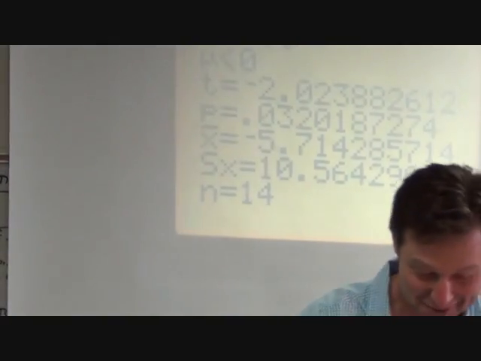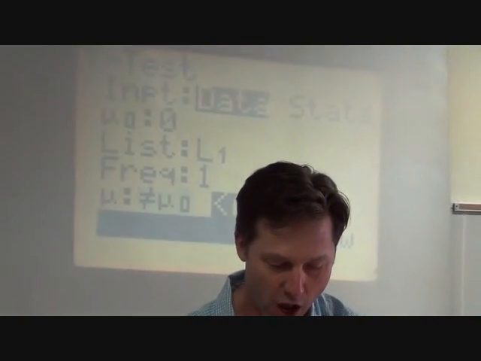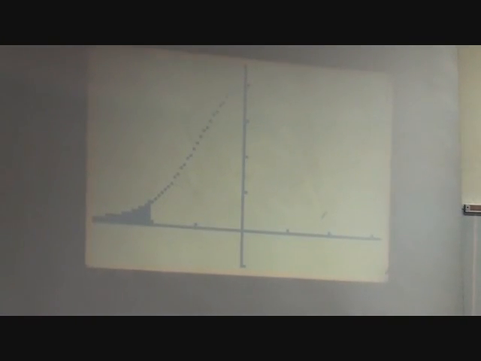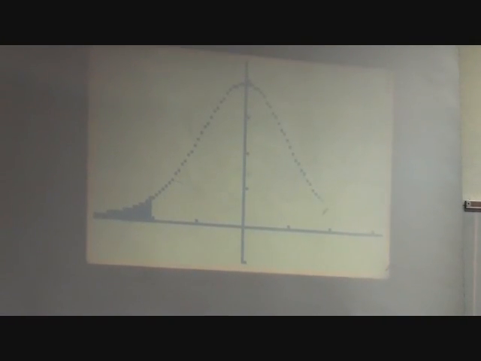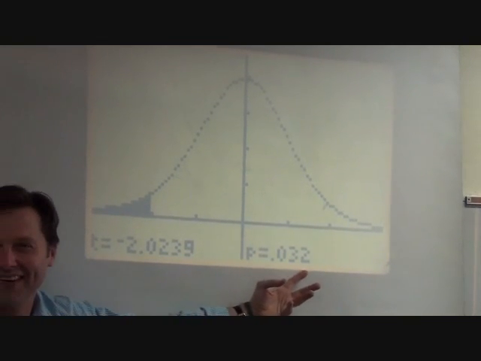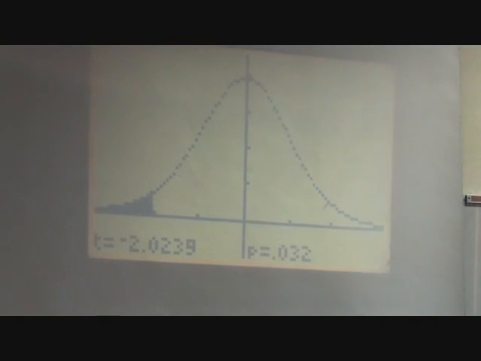Watch this. This is fun. This is really fun. We're going to go to t-test. Let's do a little drop. Oh my god. No. Are you serious? Isn't that cool? There's the picture we draw all the time. Oh my. I thought my calculator. Awesome.